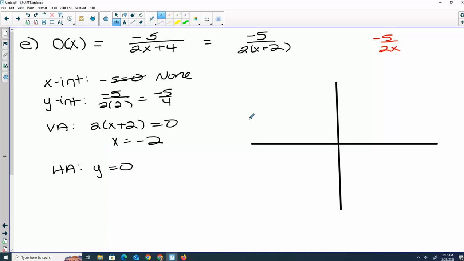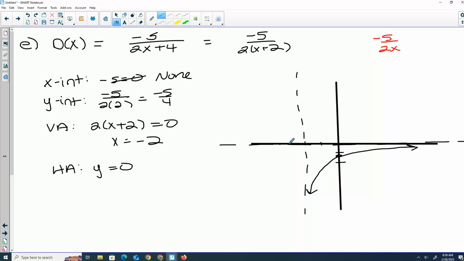Alright, so if we draw our graph, everything you found you need to plot. Intercepts are points, we don't cross the x-axis. Y is at negative 5/4. Vertical asymptote, negative 2. Horizontal at 0. Nothing was squared, so we don't have any weird bounces like we saw in that one graph yesterday. So this section would be down here.